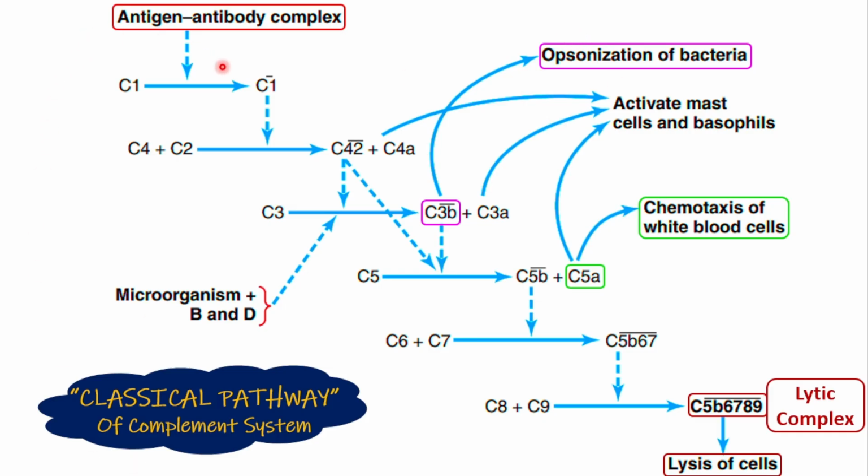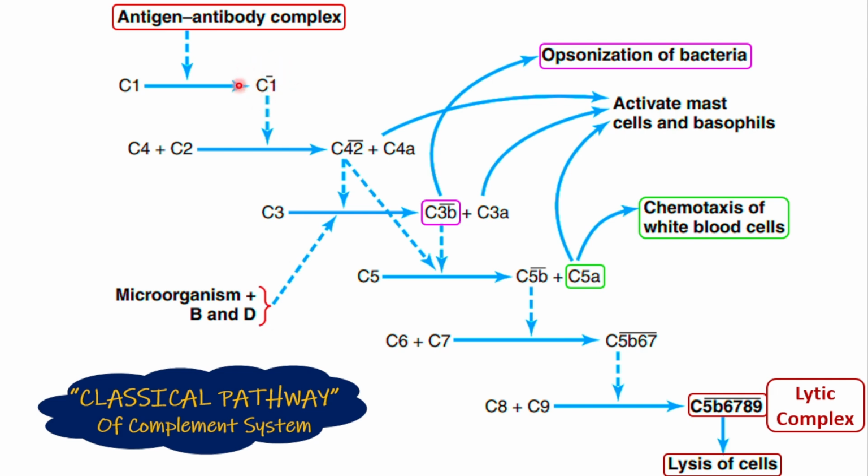So this is the whole classical pathway of the complement system. Now, what exactly happens? The story starts from here. Whenever the antigen enters the body, the antibody forms a complex with the antigen. This antigen-antibody complex will stimulate the conversion of one enzyme precursor into its active form. So we have the C1 enzyme precursor. The C1 enzyme precursor will be converted into activated C1 enzyme.